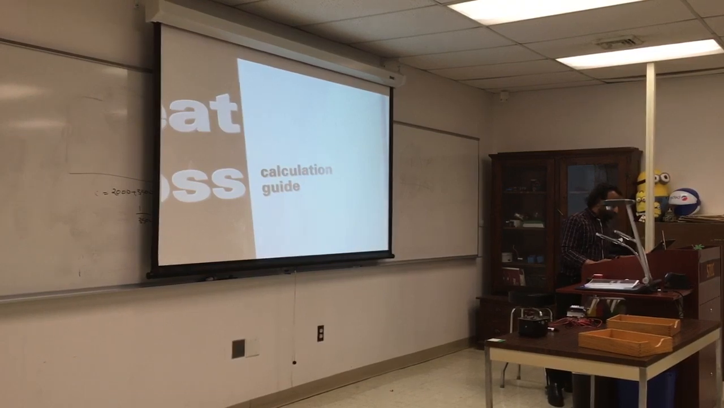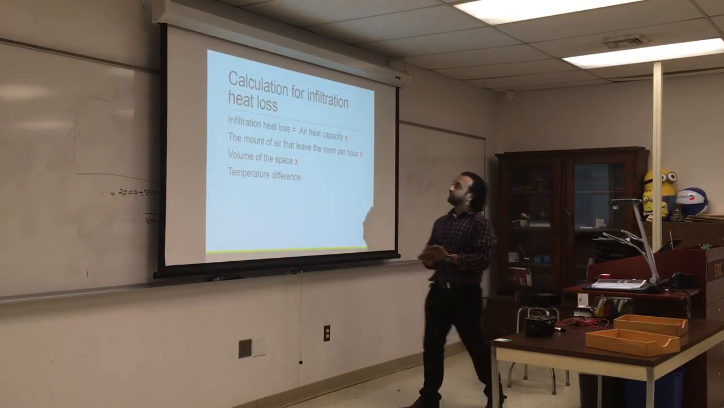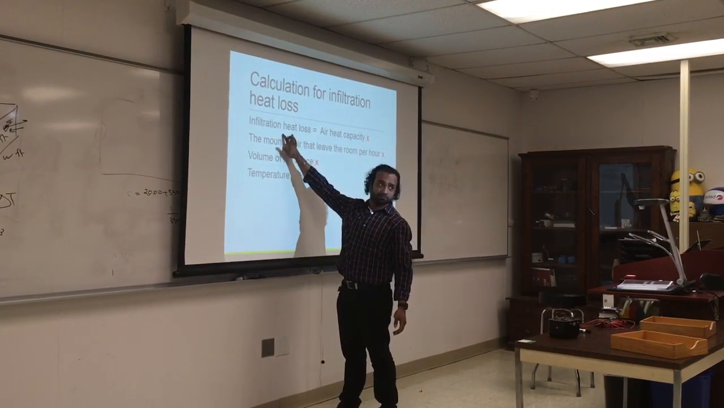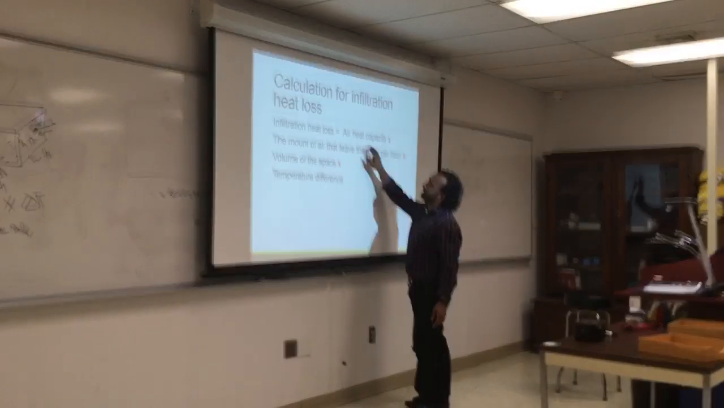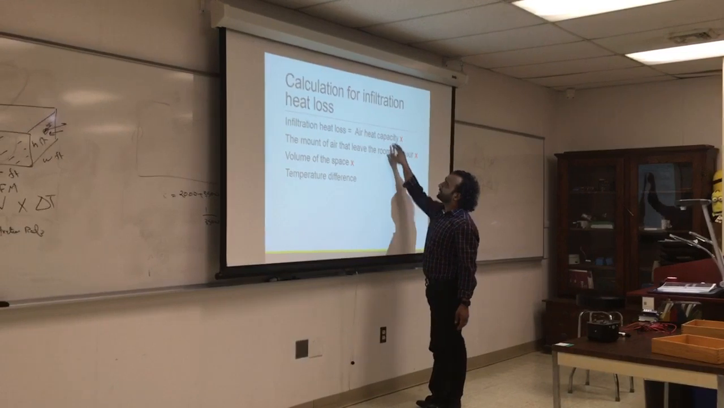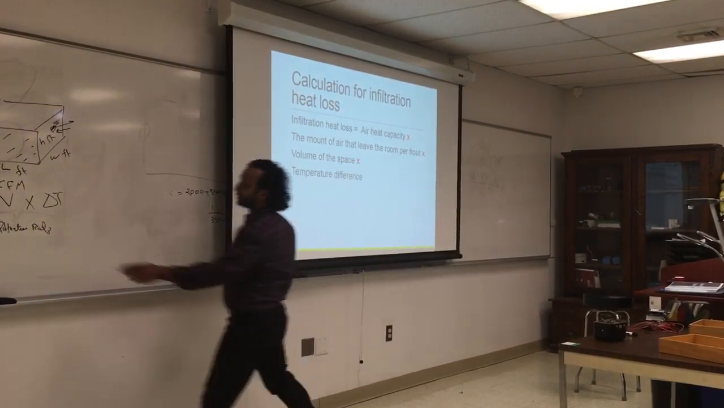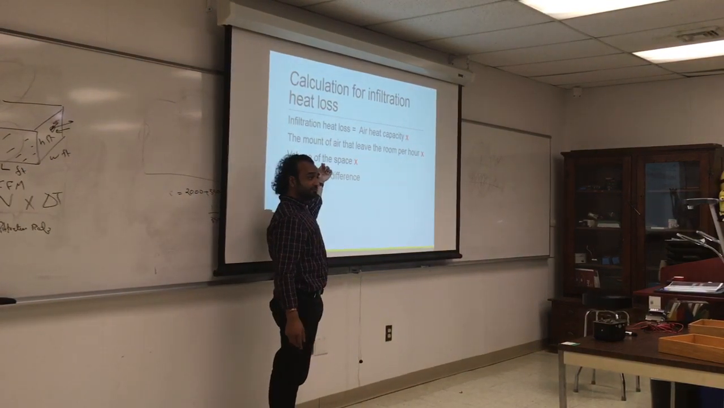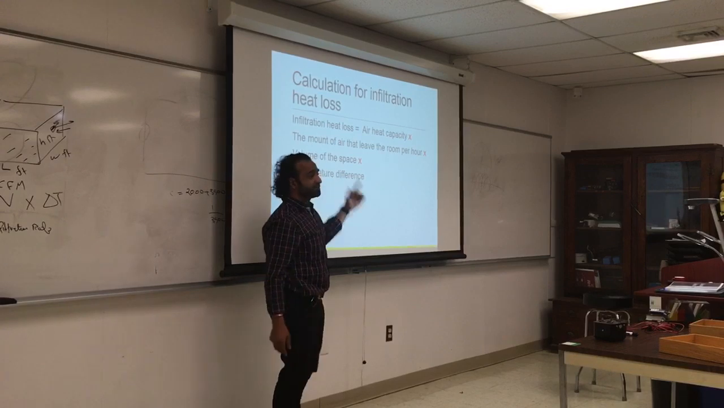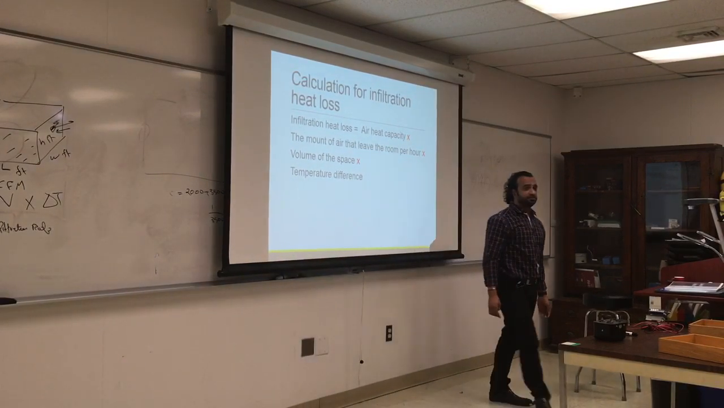So let's do some calculation. Infiltration heat loss, that's Q. Air heat capacity, don't worry about that. The amount of air that leaves the room per hour, that's that. Those are combined into something called the infiltration rate. Then the volume of the space, and here's the difference. Those two are basically the infiltration factor.